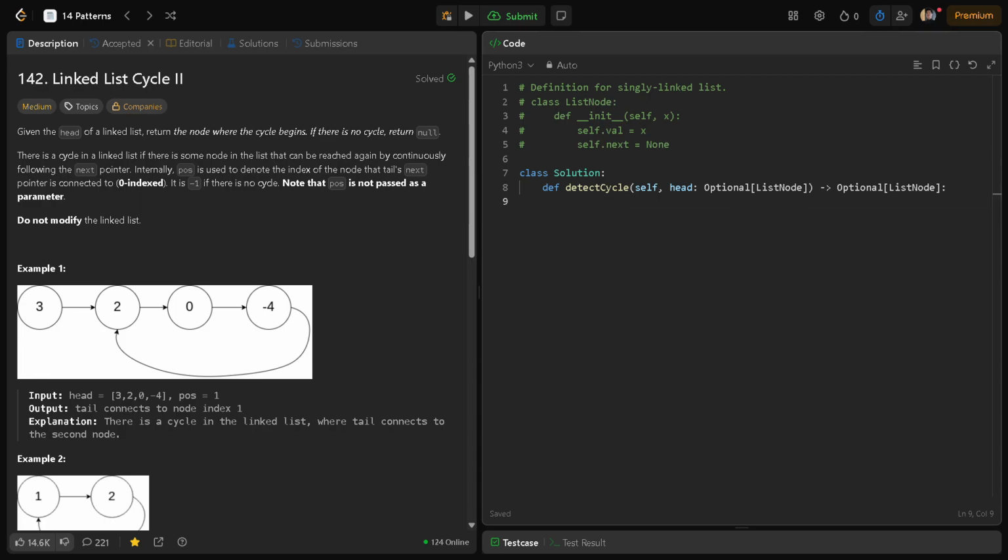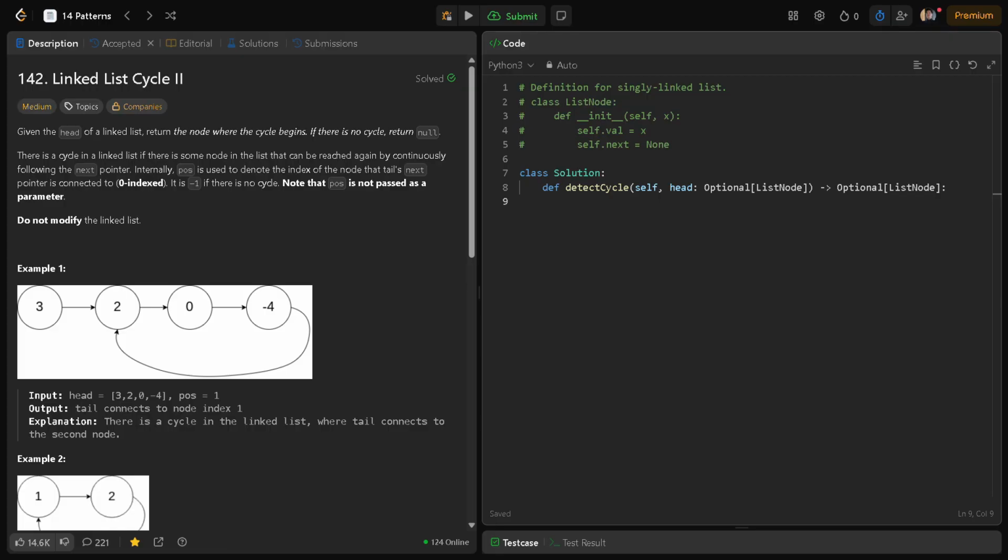A naive approach would be to use a hash set and store every node we visit. If we ever see the same node twice, that's the start of the cycle. But that takes extra space, and the question encourages us to solve it in constant space. That's where Floyd's cycle detection algorithm, also called the Tortoise and Hare algorithm, comes in.